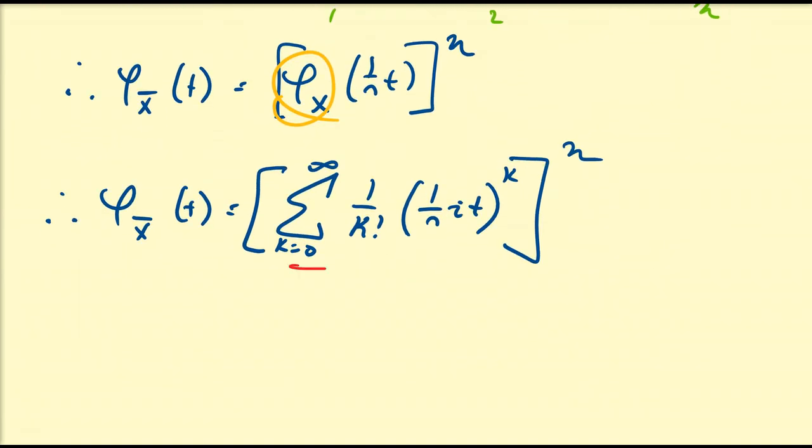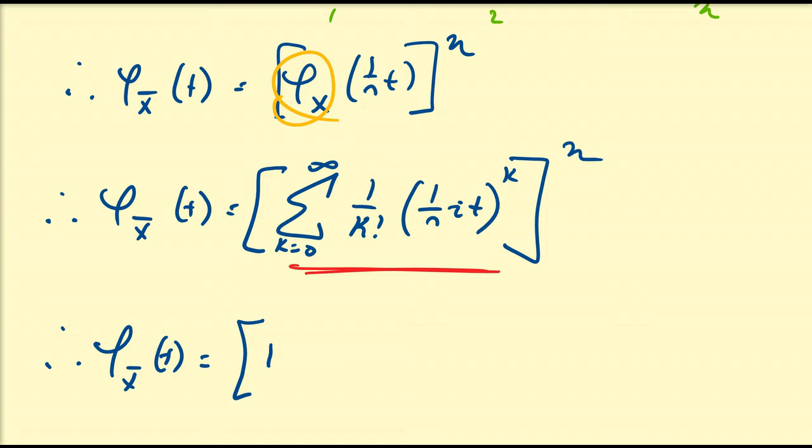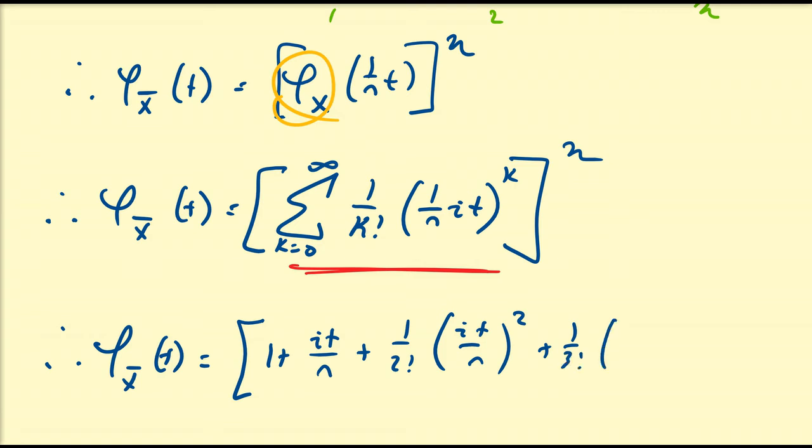So let's look at this Taylor series term by term. So phi x bar of t is going to be equal to 1 plus it over n, plus 1 over 2 factorial times it over n squared, plus 1 over 3 factorial times it over n cubed, plus, and so on.